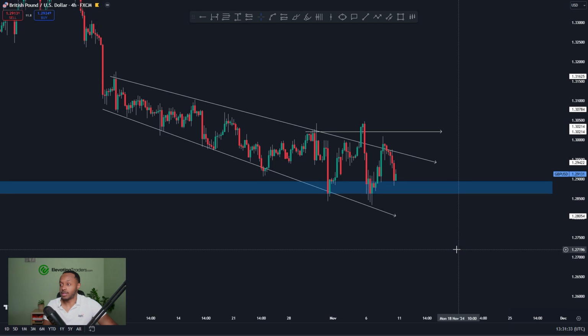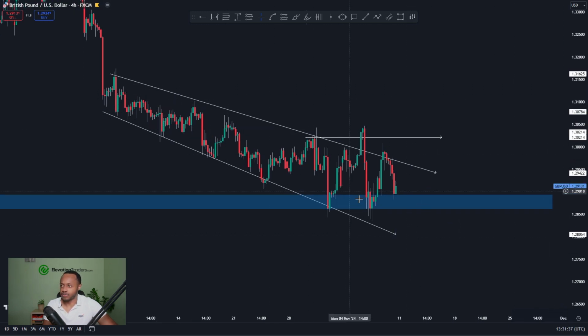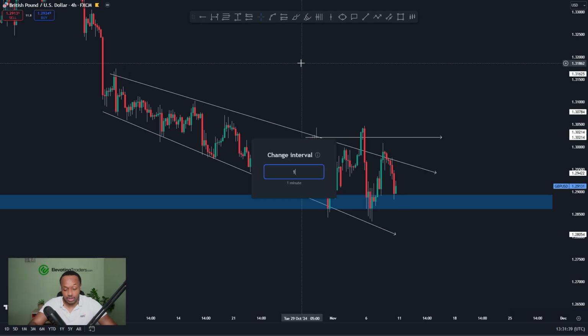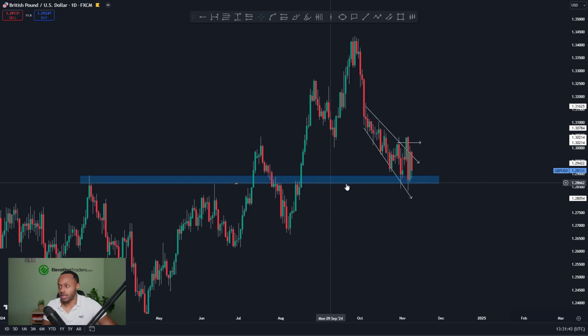Okay, so over to pound USD. Pound USD is still correctively falling in this descending channel here. I'm still looking for a bit of a move to the upside. We're testing a really big level on the daily chart. As you can see, significant resistance over there, now taken as support. I'm looking for a bounce.